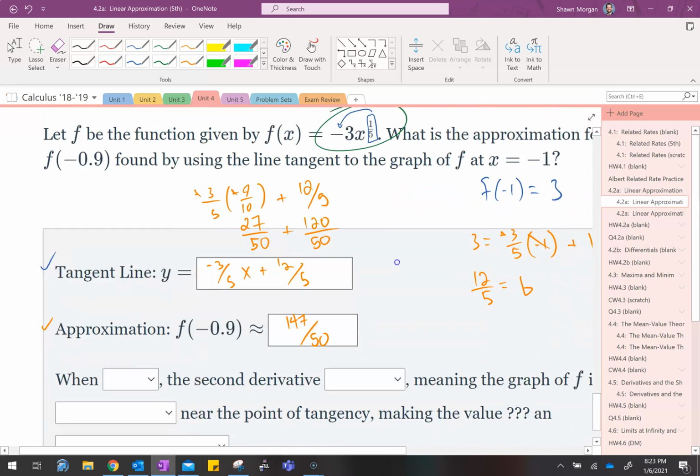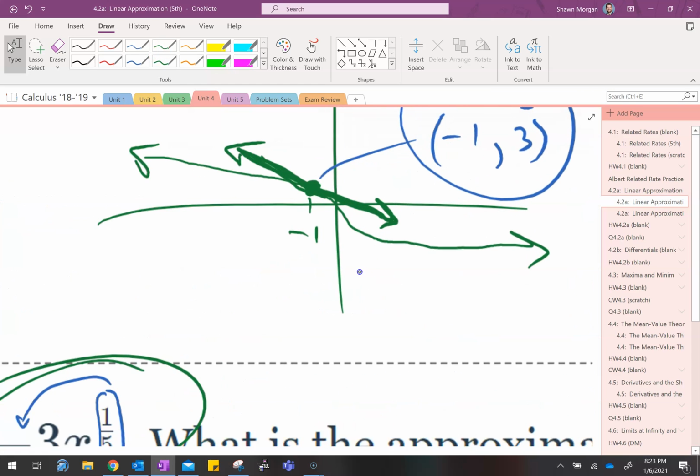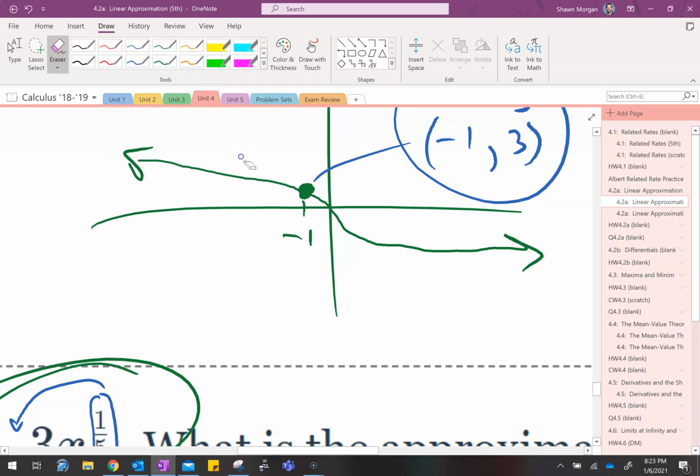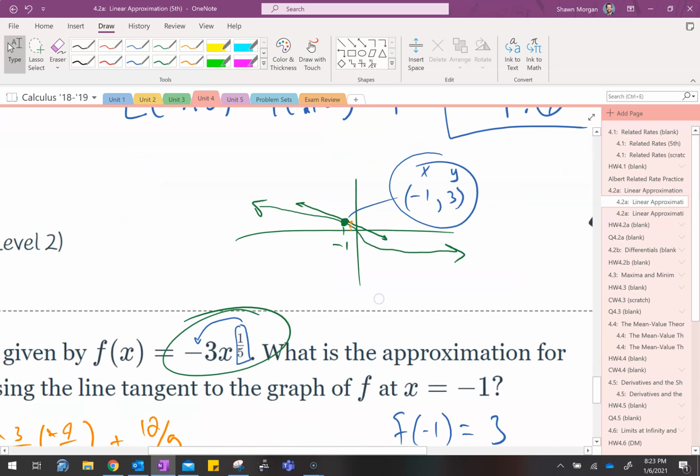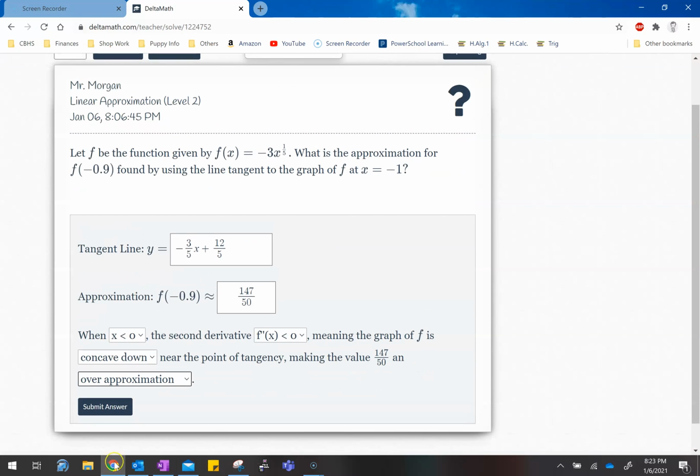So back here to this example, do you see how this tangent line is rather thick, but if we were to make just one little bitty tangent line right here, it is an over approximation right here at 0.9. What in actuality should be on that curve is below what we had on our tangent line. I know I should have said that in class. Again, I apologize for not pointing that out to you guys, but Delta Math wanted to ask about concavity.